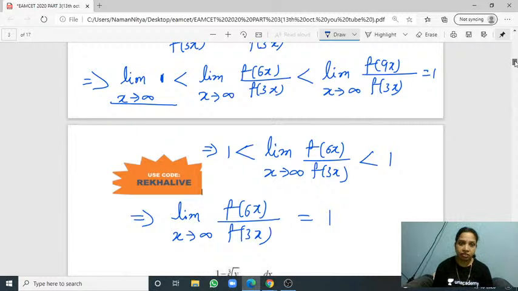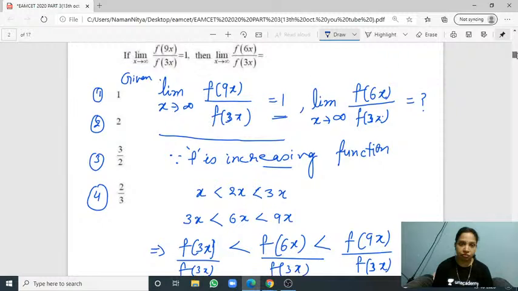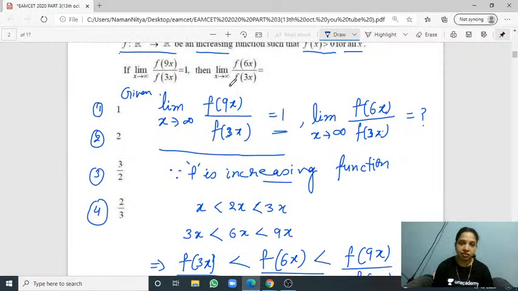So this is only they are asking to calculate in the question. Check it out. F of 6x divided by f of 3x, limit x tends to infinity. So value of this is nothing but 1 only. So first option is the correct one.